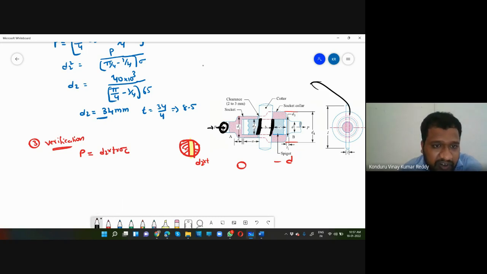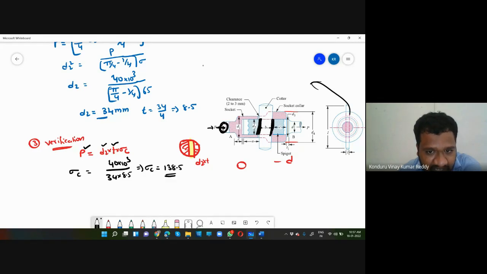Okay, now let us find out. We have the P value, the D2 value, the T value, and even the sigma C value. As it is verification, we will find sigma C. That is, sigma C is equal to P, 40 into 10 to the power of 3, by 34 into 8.5. If you find the answer, sigma C is 138.5 something, which is greater than the value given in the question. Hence, our design is not safe.